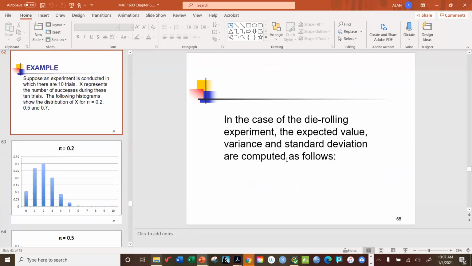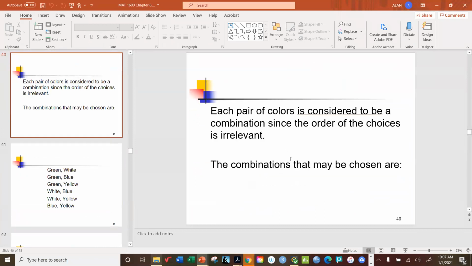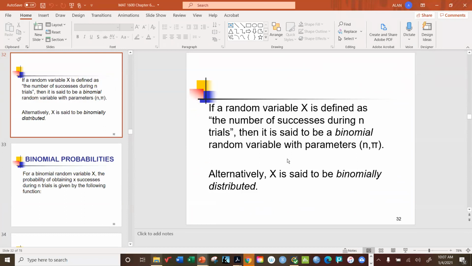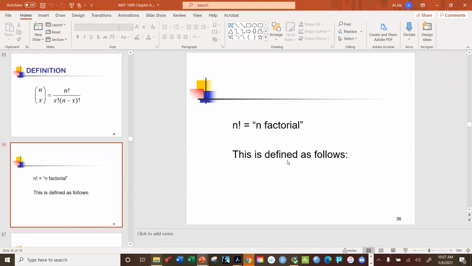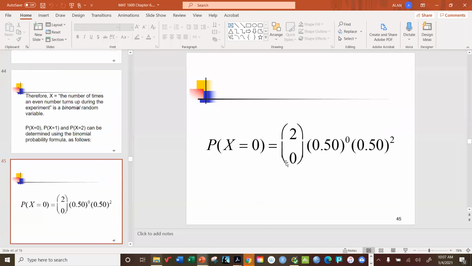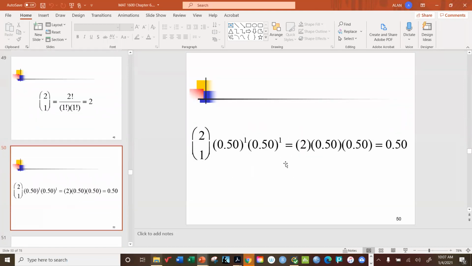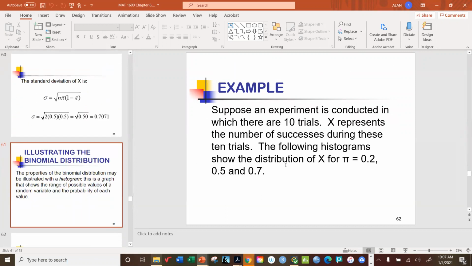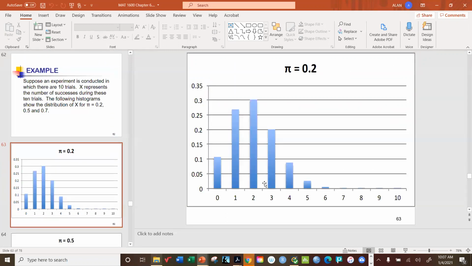Similarly, we did the same thing with the binomial distribution. Let's see if we can find that. There we go. All right, so here, in this case, we have the binomial distribution when there are 10 trials.